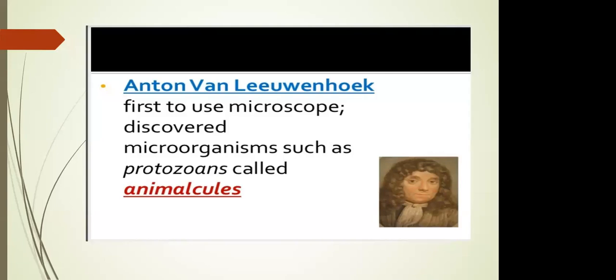So, who discovered living cells for the first time? Antony von Leeuwenhoek. In which year? 1674. Okay, children. Animalcules are otherwise called as? Animalcules are otherwise called bacteria. Okay, next slide.